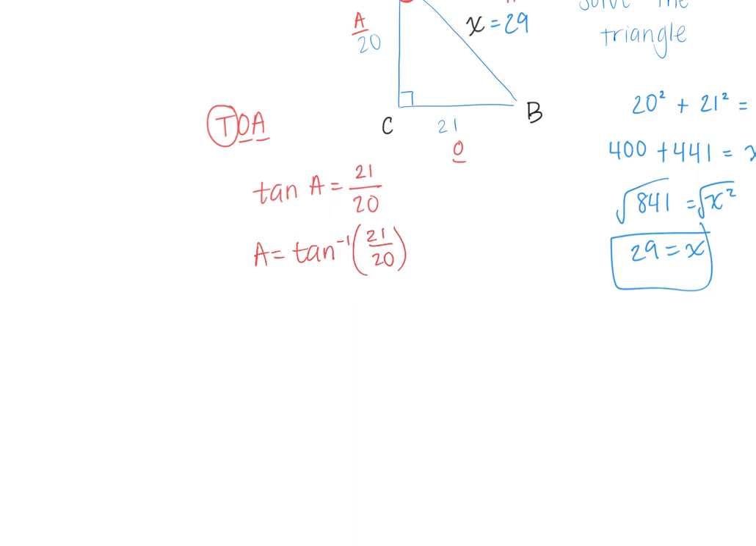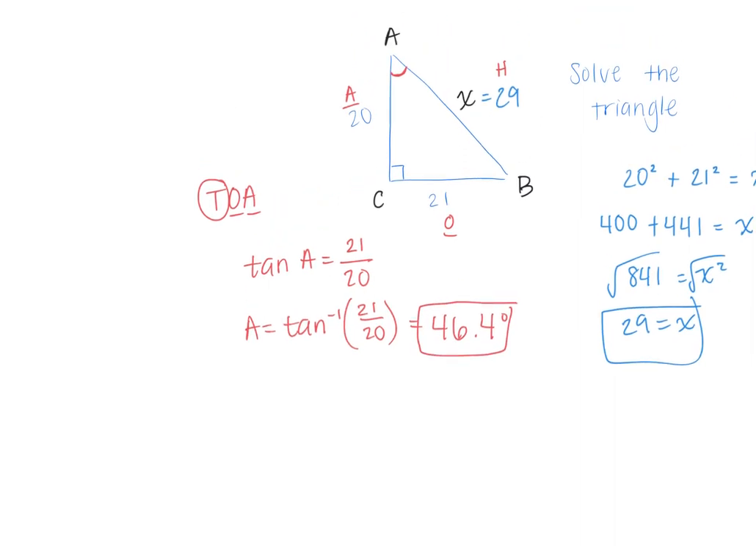So let's take the tangent inverse of 21 divided by 20. And I'm just plugging that into my calculator, and I'm going to get the result 46.39397, which I'm going to go ahead and round to 46.4 degrees. So we found that angle A is approximately 46.4 degrees.